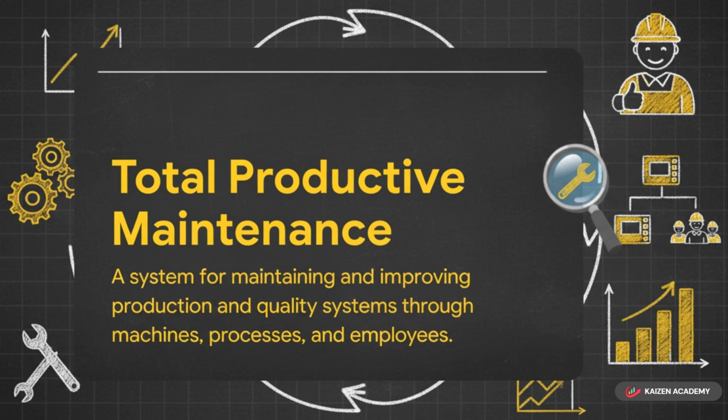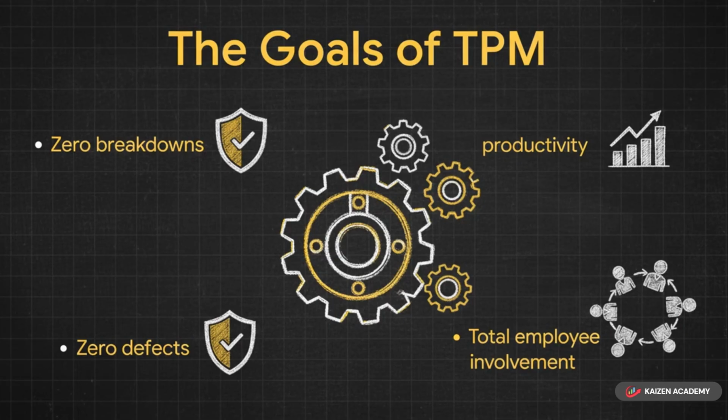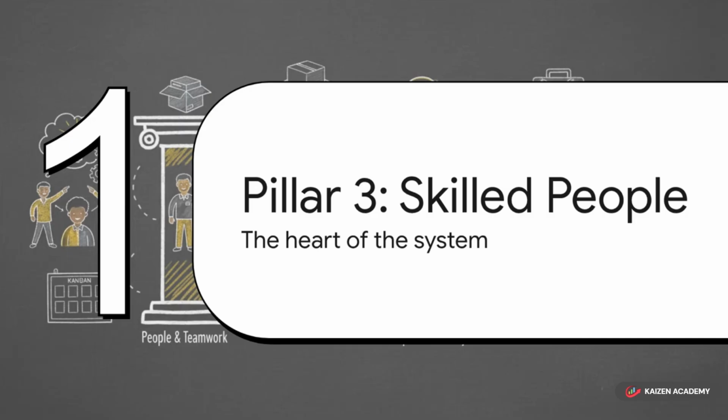And that word total is the key. See, this isn't about just having a maintenance crew on speed dial for when things break. It's about building a proactive culture where every single person on the team owns the health of the equipment. And you can really see the massive ambition of TPM right here. The goal isn't just getting a little better at fixing stuff. It's about creating a system where you literally engineer breakdowns and defects out of existence. And it only works when everyone is involved. Which brings us perfectly to our third and, let's be honest, most critical pillar, people.